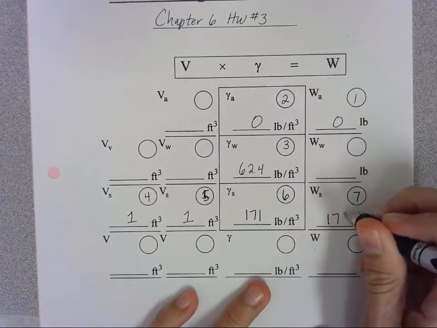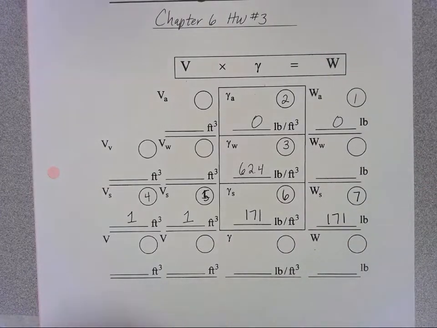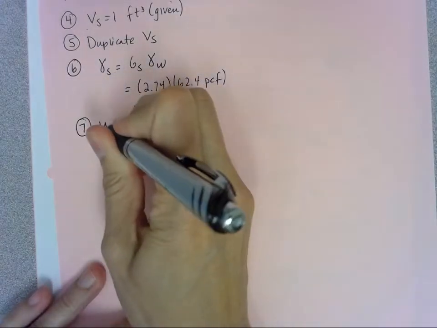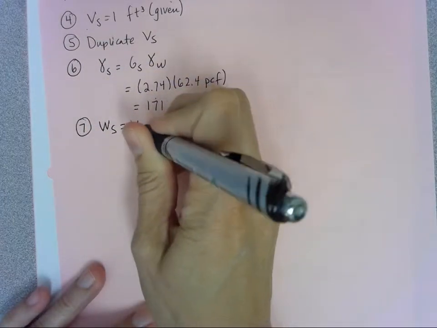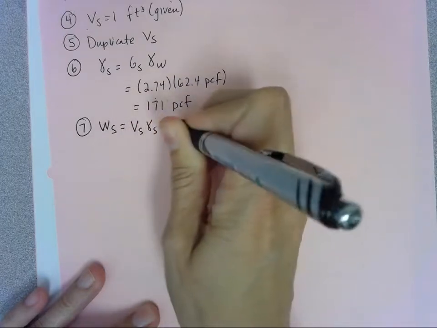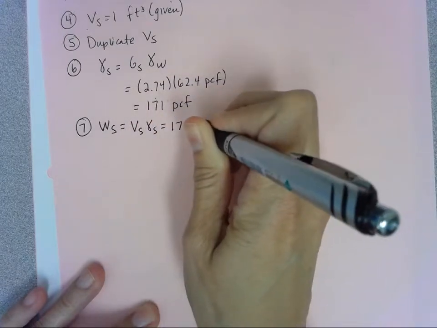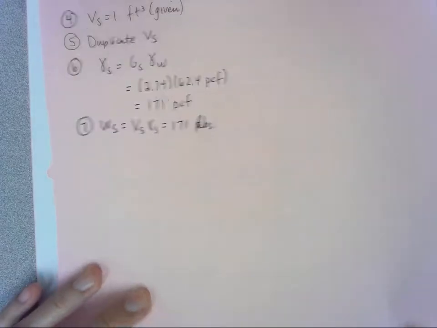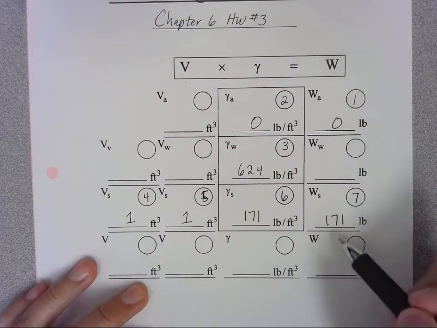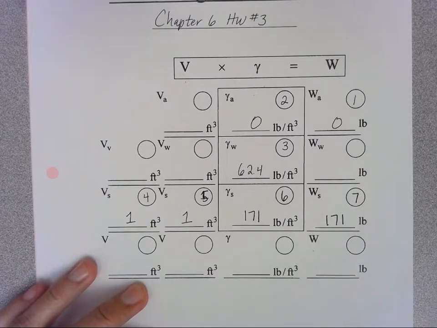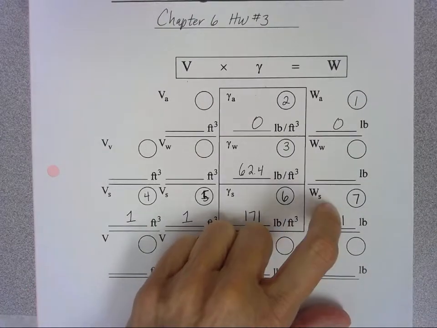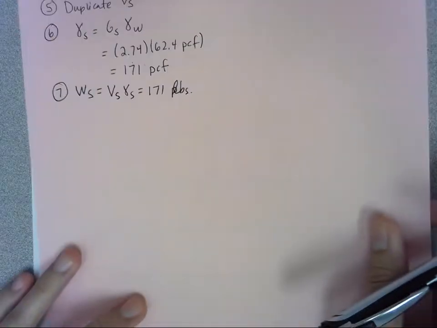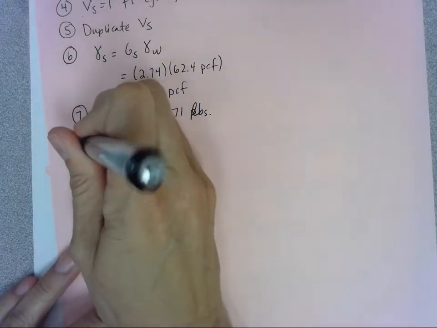So I'll make that my number 7, that my weight of solids is equal to volume of solids times gamma solids. In that case, it's just 171. I guess I'll write that pounds rather than P. And then I'm going to go ahead and use that water content that I was given because I know that's going to give me a relationship between the weight of the water and the weight of the solids. So I'll do that for number 8.